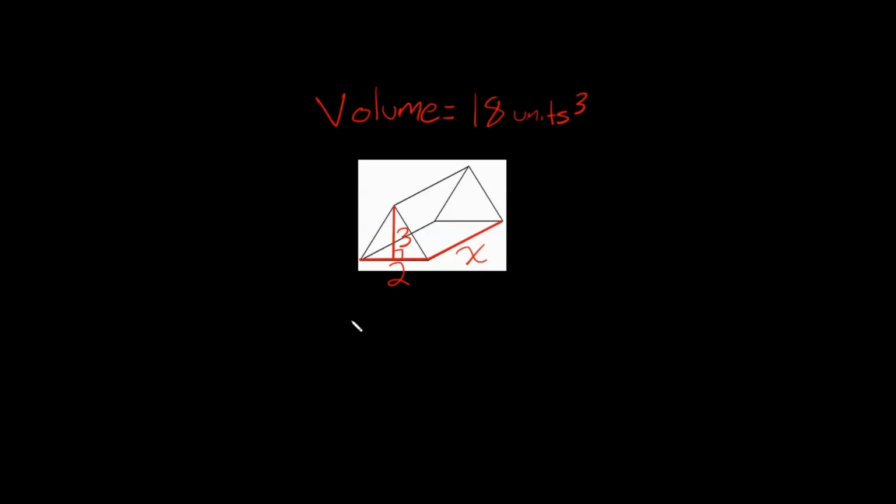So now let's take a look at this problem where we are given the volume and we want to find the length of this edge x. So to find the volume, we know that we have to take the area of this face, which is going to be 1/2 times 2 times 3. And then we're going to multiply by this length, which is x. And then the volume here is going to be equal to 18.